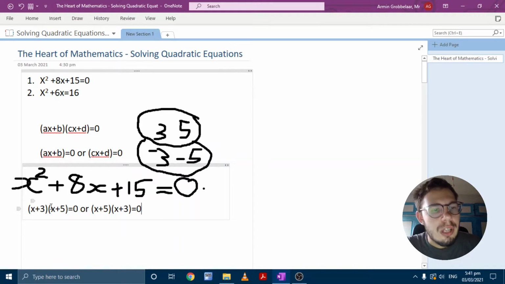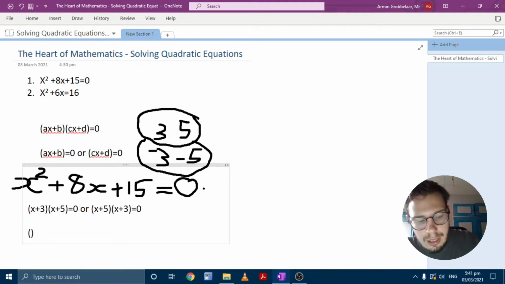So now if I multiply it out, I say x times x is x squared, and then plus 3x plus 5x is 8x, and plus 3 times 5 is 15. So I know the factorization is correct. So now what I can do is I can say x plus 3 is equal to 0, or x plus 5 is equal to 0.